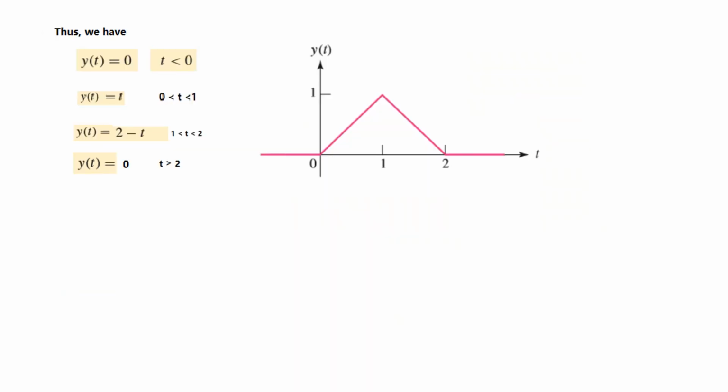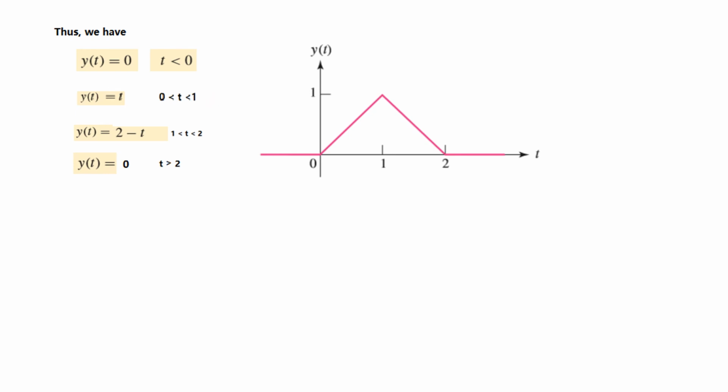Now let's summarize. So for t less than 0, y(t) was 0. For t between 0 and 1, y(t) was t. For t between 1 and 2, y(t) was 2 minus t, and for t greater than 2, it was 0. So let's plot now. For t less than 0, the output is 0. Between 0 and 1, it is t, so it is just a constant positive slope of 1 by 1. That is m is equal to 1, or slope is equal to 1. So this is for this.